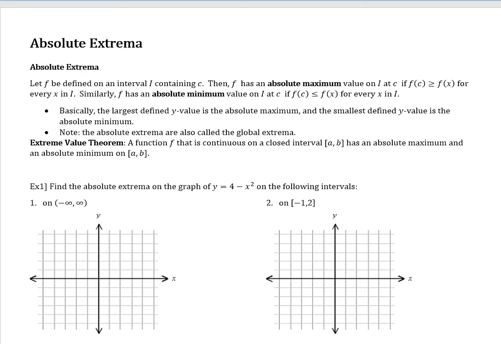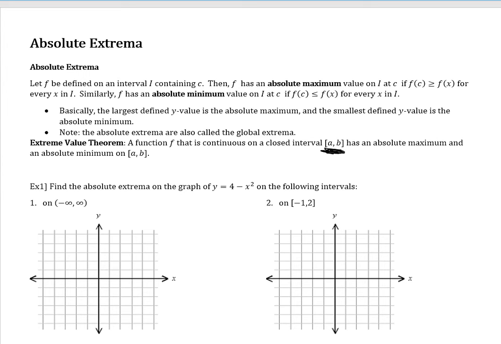So absolute extrema is really just either the largest y value or the smallest y value that is defined in a graph. And if it is on a closed interval, so I'm just going to underline right there, that's a closed interval with the brackets. That means that they will always exist. Both of them will exist.